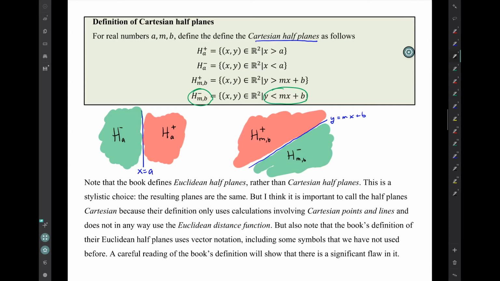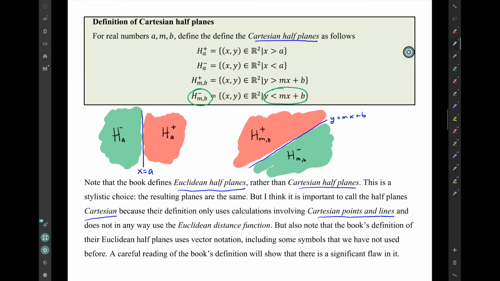Now, note that the book defines Euclidean half-planes rather than these planes that I'm calling Cartesian half-planes. This is just a stylistic choice. The resulting planes are the same. But I think it's important to call the half-planes Cartesian because their definition only uses calculations involving Cartesian points and lines. It does not use in any way the Euclidean distance function.